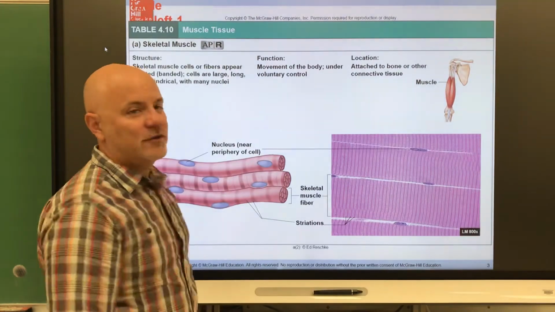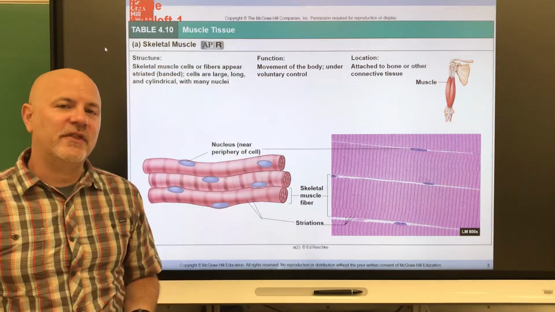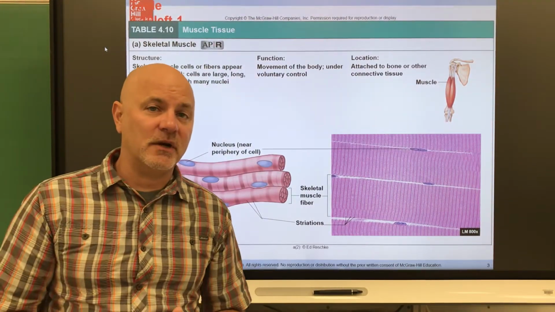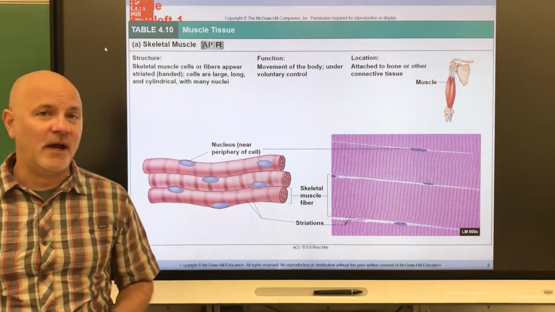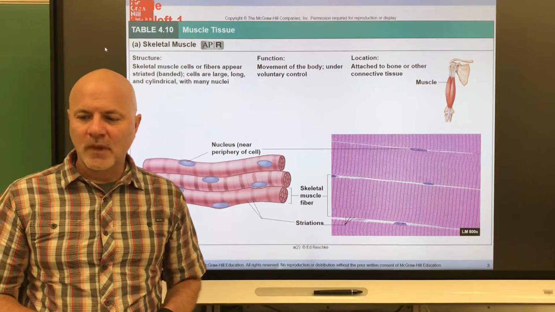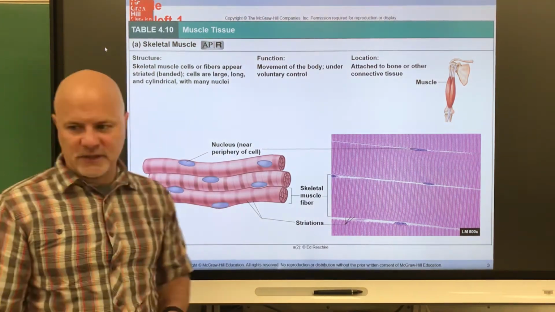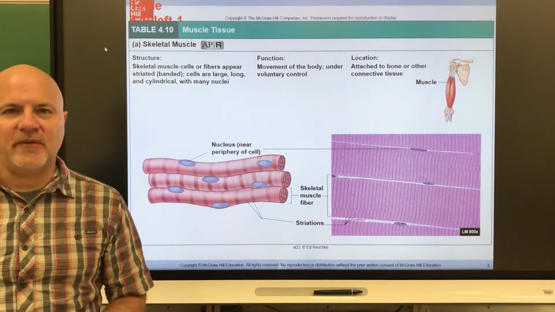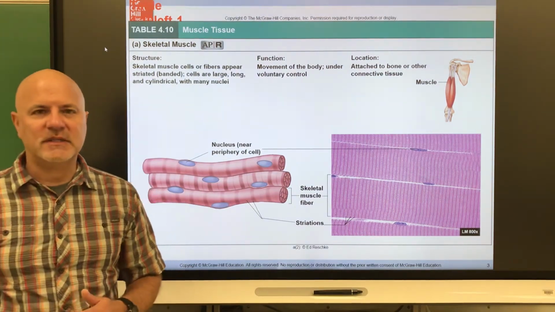All right. So this is one of the things that we skipped back in chapter 4 when we were talking about tissues. I said I was going to talk about the tissues later on. So looking at skeletal muscle tissue, this is a type of voluntary muscle tissue in muscles attached to bone.